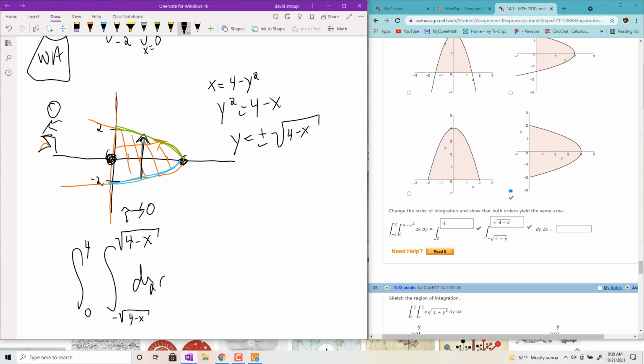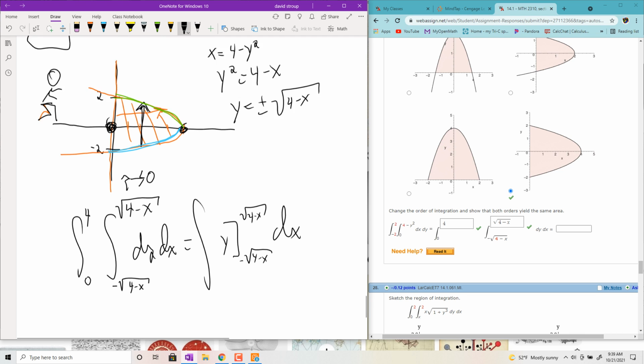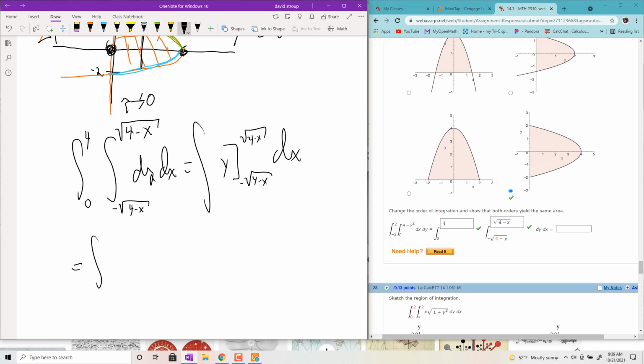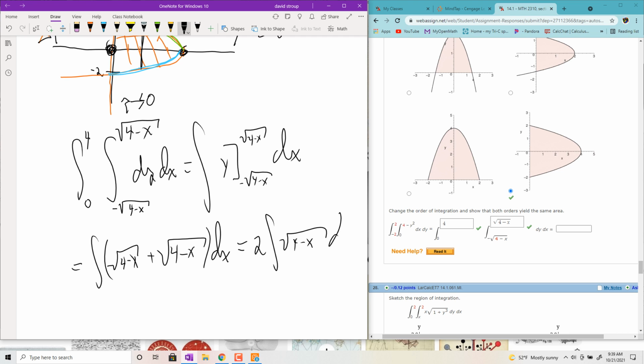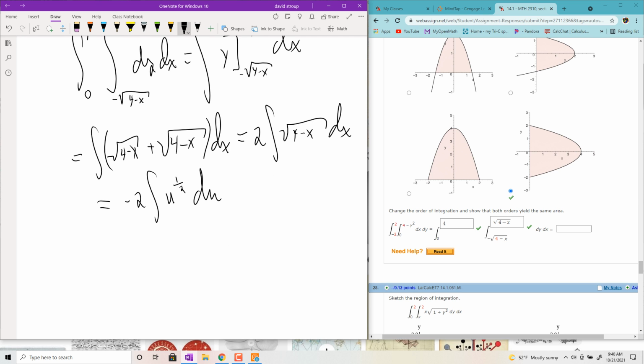So dy dx, okay, so the inner integral is going to be y evaluated from negative square root of 4 minus x to square root of 4 minus x, dx. Substitute in the limits, so you're going to end up with square root of 4 minus x minus negative square root of 4 minus x, which will be plus square root of 4 minus x, dx. So I get two of those. You can factor out the 2, and then you have square root of 4 minus x, dx. You could do a u-sub on that. It's going to give you a negative floating about. So you have negative 2 integral u to the 1 half du. And then power rule that character.